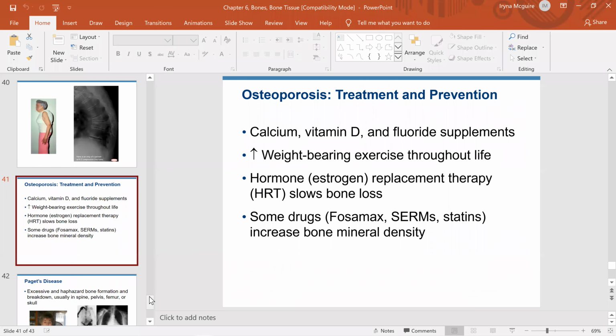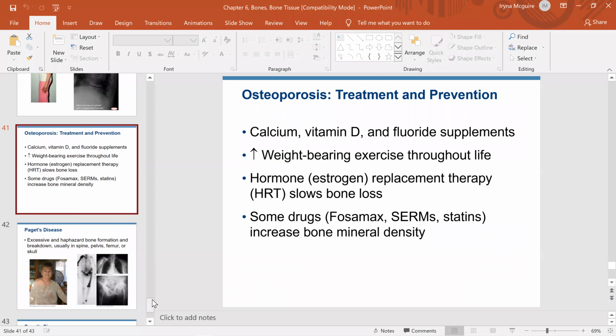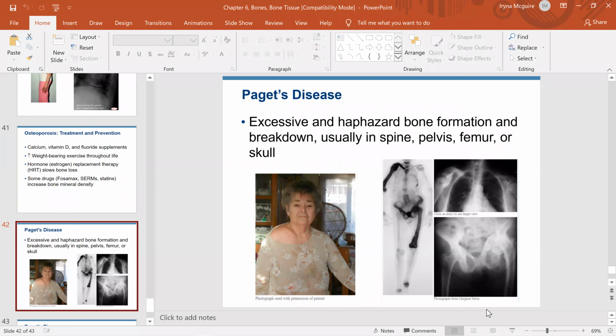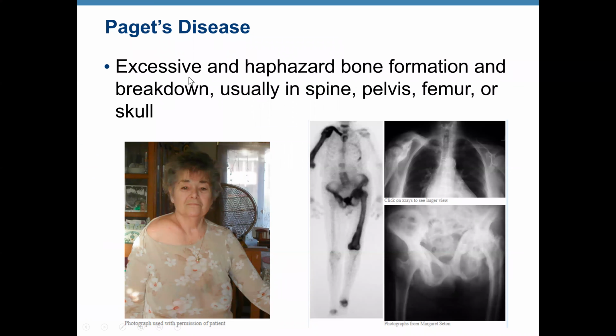Oh no, we still need to talk about Paget disease. Okay, so let's look at Paget disease. Paget disease is excessive bone formation and breakdown. So you have lots of bone that is forming, but this bone is not strong enough and doesn't have the right structure. That's why it cannot carry out its function.